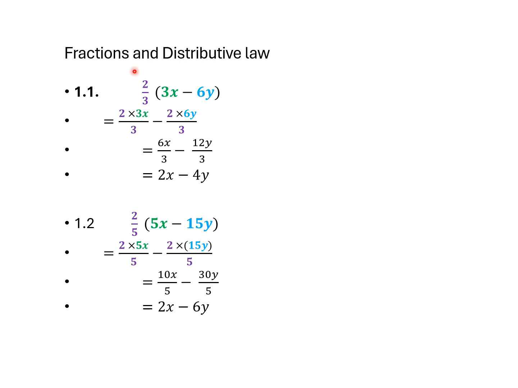So we have fractions and distributive law. By distributive law, I simply mean I have a term in front of a bracket, and then I have terms inside a bracket. I must be able to multiply the term in front with everything in the brackets. So 2 over 3 times 3x, 2 over 3 times negative 6y.